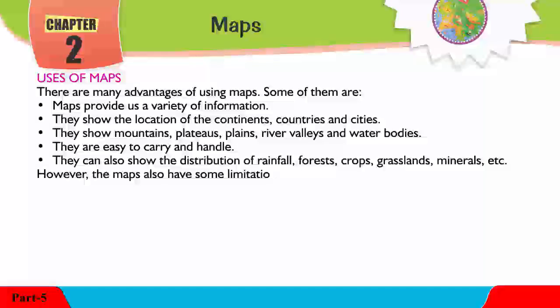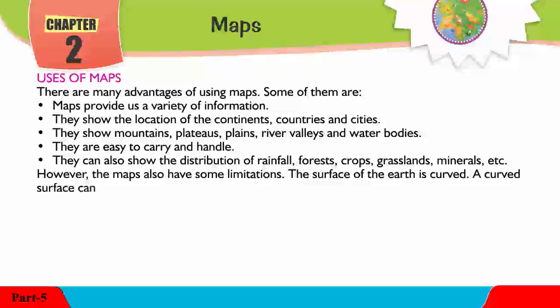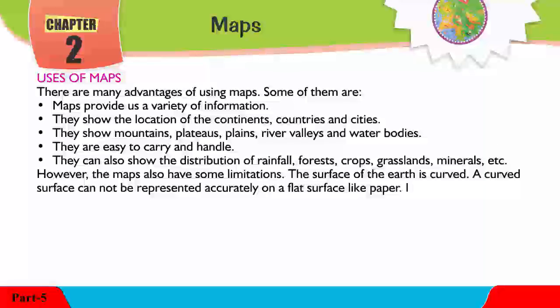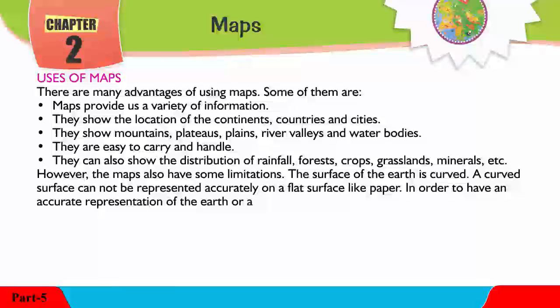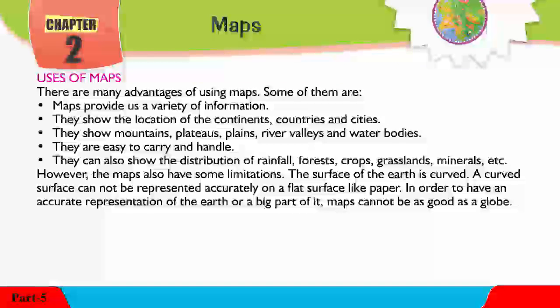However, maps also have some limitations. The surface of the Earth is curved. A curved surface cannot be represented accurately on a flat surface like paper. In order to have an accurate representation of the Earth or a big part of it, maps cannot be as good as a globe.